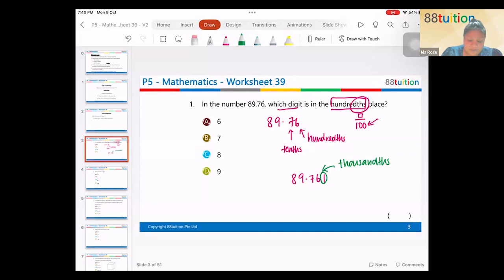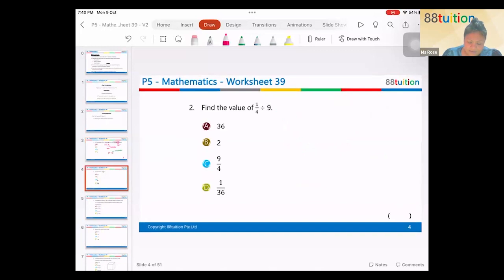Okay, so this question is pretty straightforward. It is your bonus question, sort of like a bonus question to you. All right, now let's look at the next one.